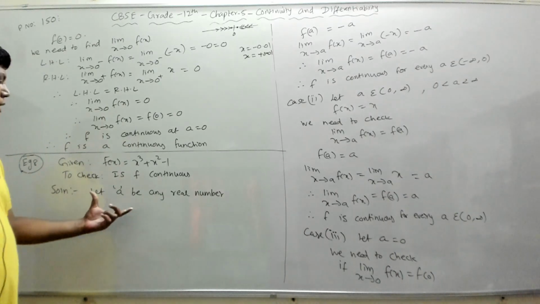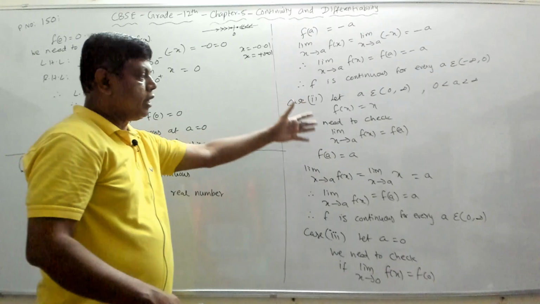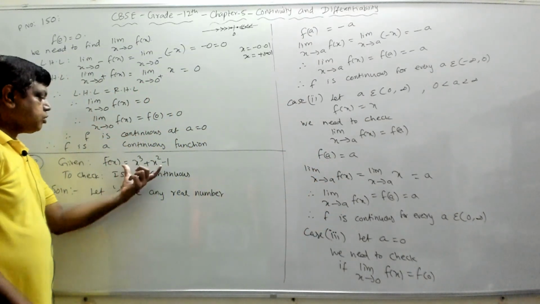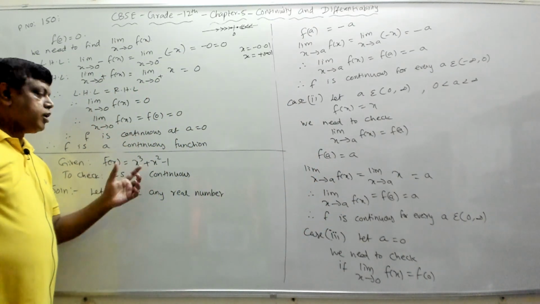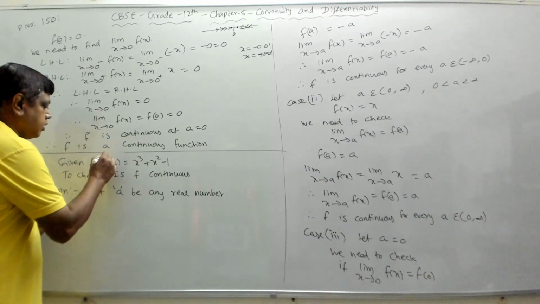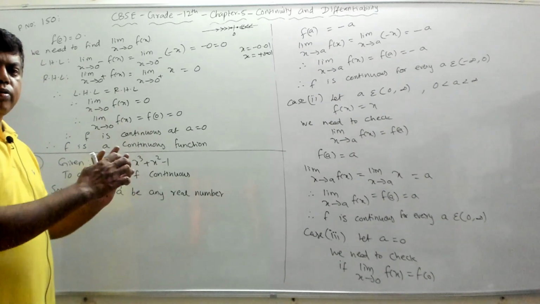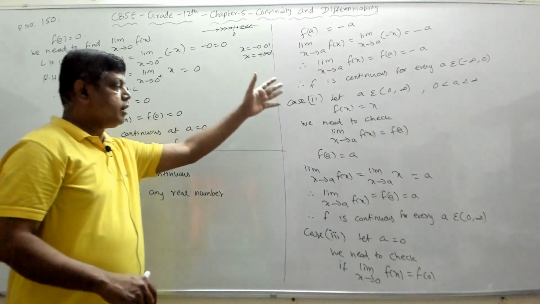Now a is any real number. Here we need not go for cases like what we had here, because f of x was just one single definition and there is no mod x or anything. f of x is just x cube plus x square minus 1, a single definition. So we don't have to go for cases like what we had done in the previous problem.